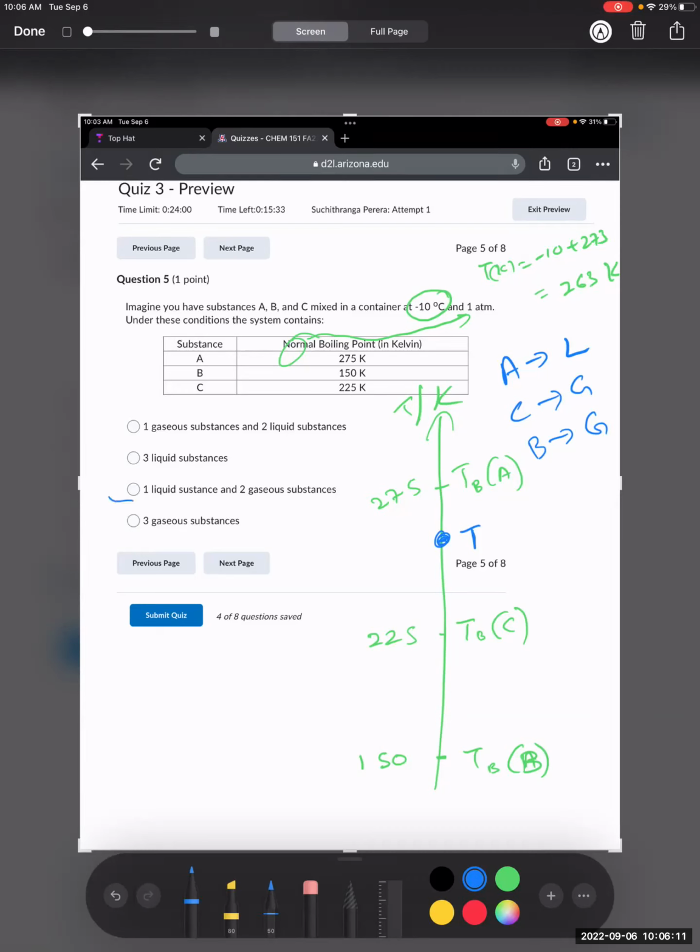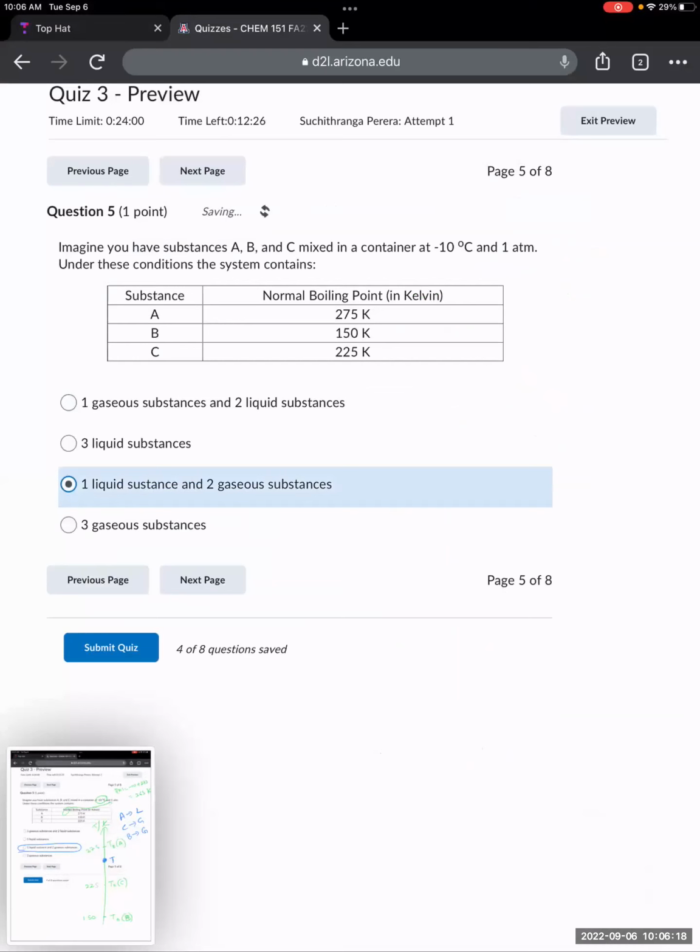Yeah, it should be this option over here. Two gases and one liquid. Here we go.